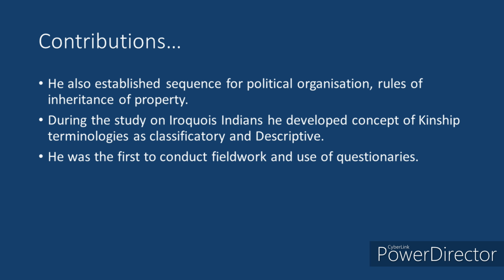He said that political organizations are of two types: political organizations with kinship, and political organizations without kinship. Such types of classification are the sequence he established for political organizations. And another one is that he gave the rules for the inheritance of property, in his second book that we have discussed in the previous slides.